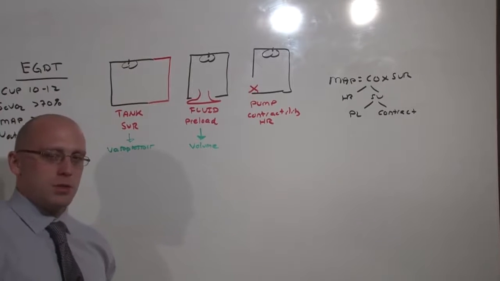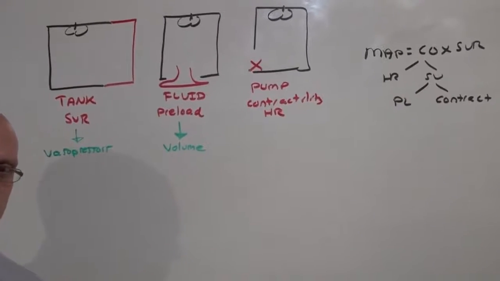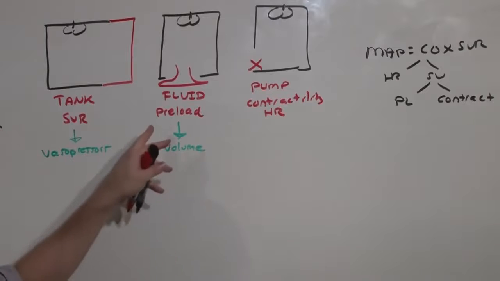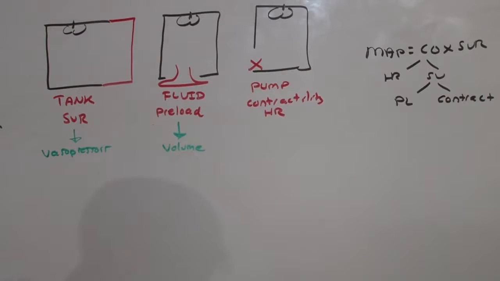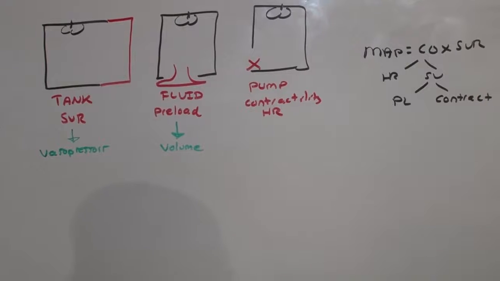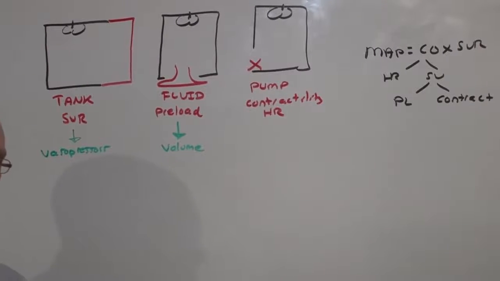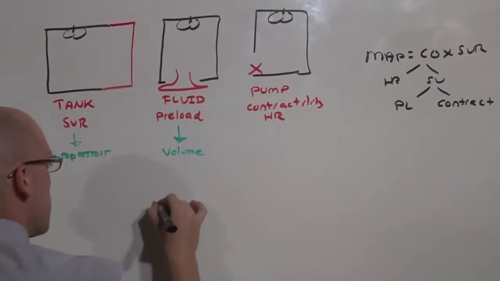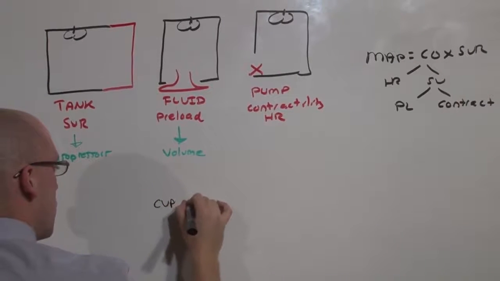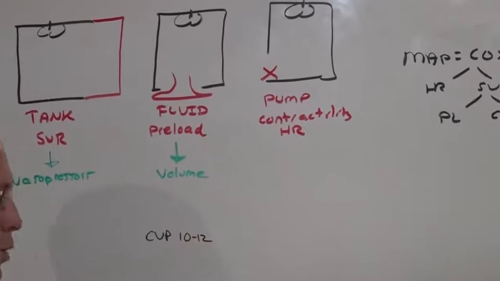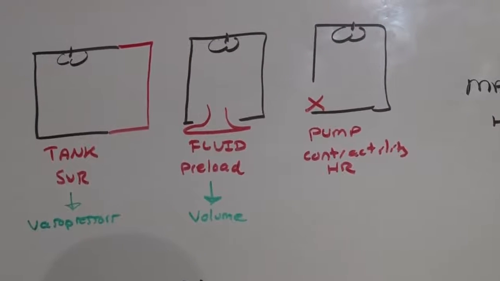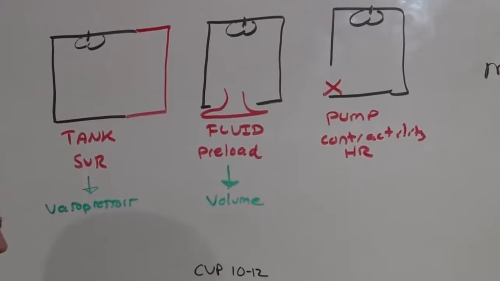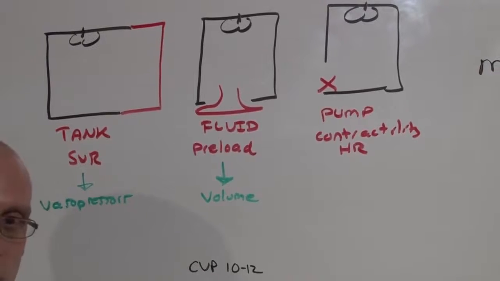But then you have to ask yourself, have I done enough? To assess preload, we use early goal-directed therapy. It used to be that the CVPs were considered very useful. Now they're not so much. But central venous pressure of 10 to 12 tells you how filled up the tank is. It assesses the volume on the venous side.